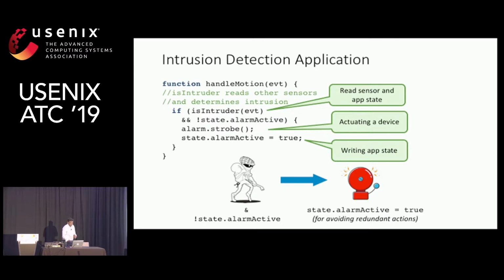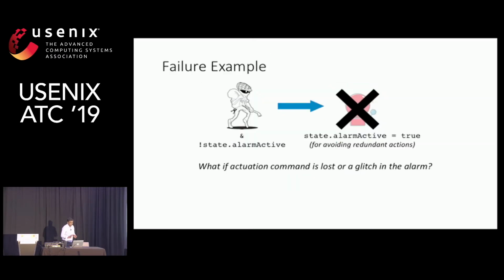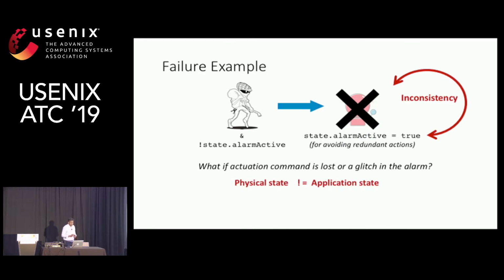So what happens if something goes wrong and, let's say, the actuation command to the alarm fails, or the actuation command is lost because of a message loss, or there is a temporary glitch in the alarm? Now the alarm actuation has not gone through, although the application state has been updated. This leads to an inconsistency between the physical state and the application state. This inconsistency is irreversible without manual intervention.